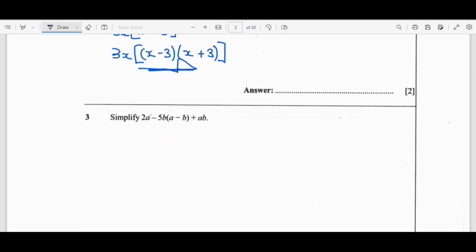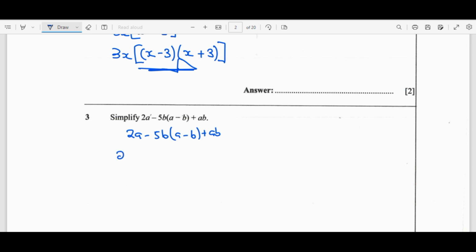Let us see the third one, simplify. Simplify 2a minus 5b, open bracket, a minus b, close, plus ab. In this case, simplify. First of all, let us just copy the question. Okay, so these questions are very simple. First of all, you work out what is in the brackets. So that is what we're going to work out.